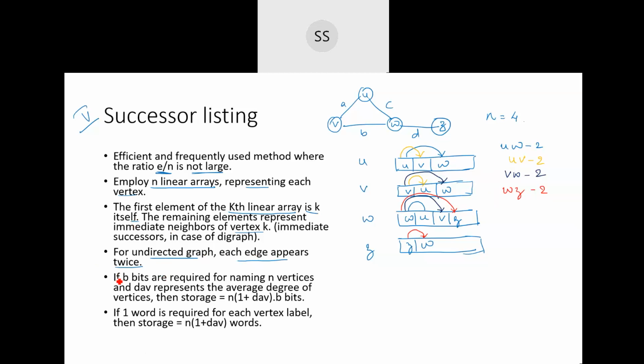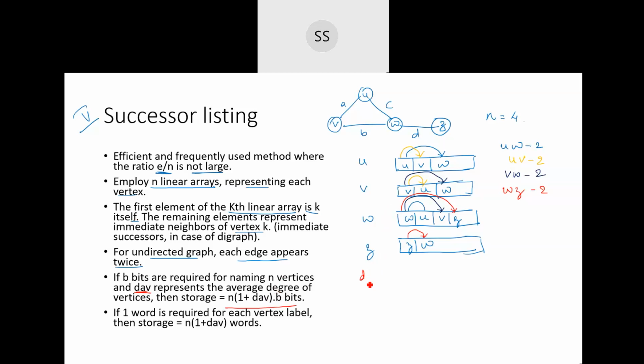Now if B bits are required for naming n vertices, and DAV represents the average degree of vertices, then what is the storage that is required by the successor listing? It is given as n into 1 plus DAV into B bits. Now to prove this point, I'll use the same example to show you.